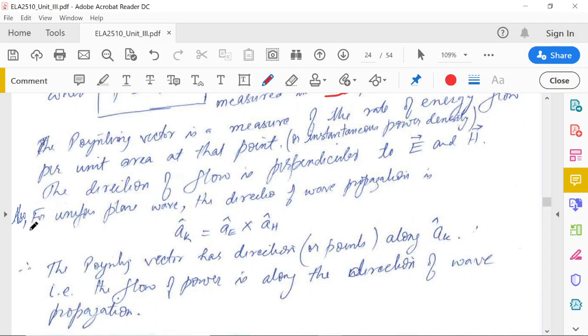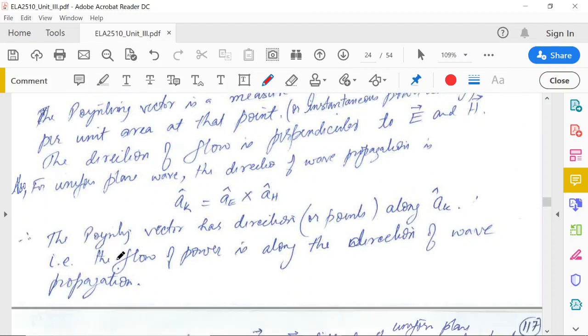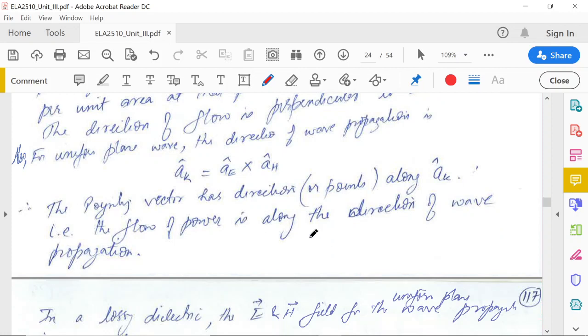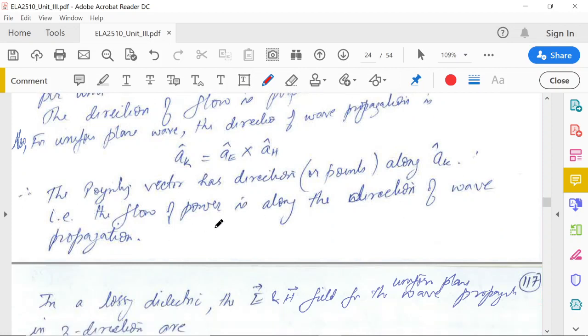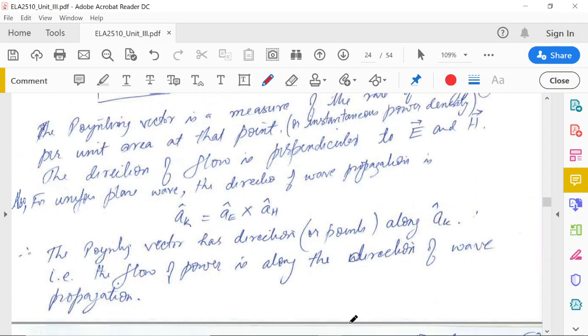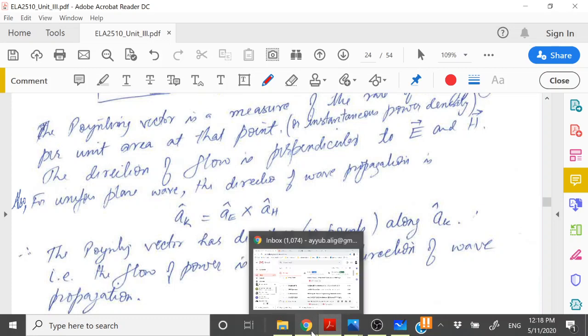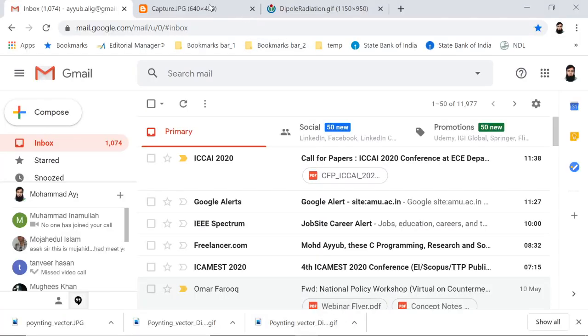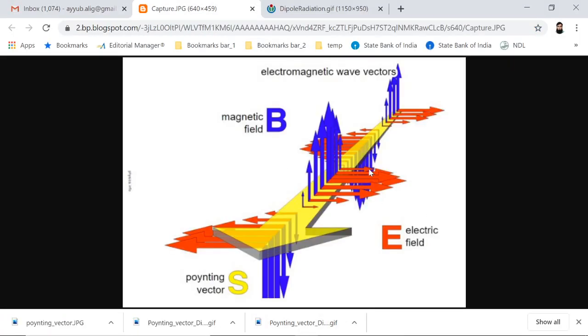So for the uniform plane wave, the direction of wave propagation is this one, as we already know. So the Poynting vector points along a_k. The flow of power is along the direction of wave propagation. We have some figures to see that. Here, for example, if the electric field and the magnetic field are propagating in space, this vector will be the Poynting vector S.